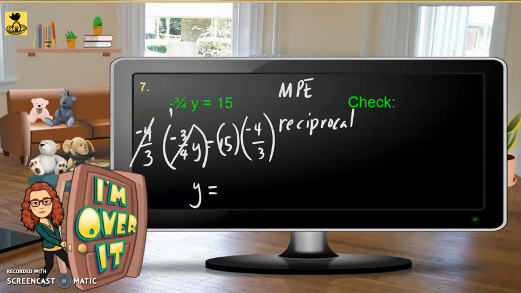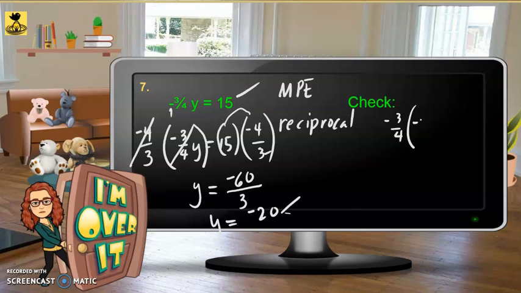So we have here 15 times negative 4 is negative 60. Negative 60 divided by 3, that is y equals negative 20. Okay, let's have the checking here. So we will use the original equation. So negative 3/4 times y. What is our y? Our y is negative 20. So let's replace the y with negative 20. So is this equal to 15?